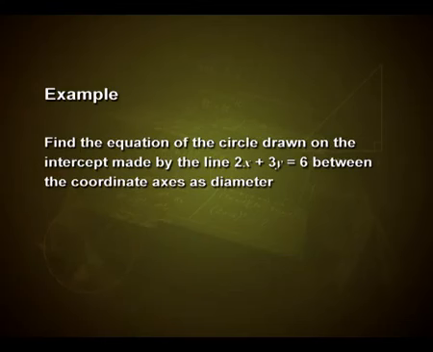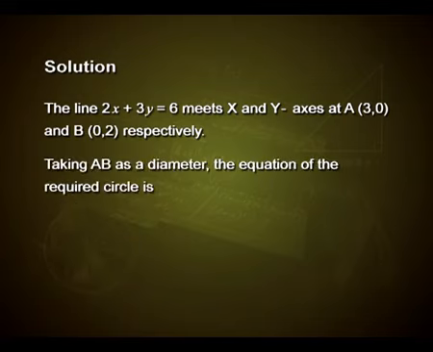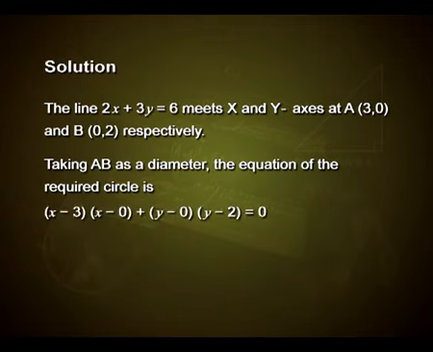Find the equation of the circle drawn on the intercept made by the line 2x + 3y = 6 between the coordinate axes as diameter. Look into the solution. The line 2x + 3y = 6 meets the x and y axes at A (3, 0) and B (0, 2) respectively. Taking AB as the diameter, the equation of the required circle is (x - 3)(x - 0) + (y - 0)(y - 2) = 0.